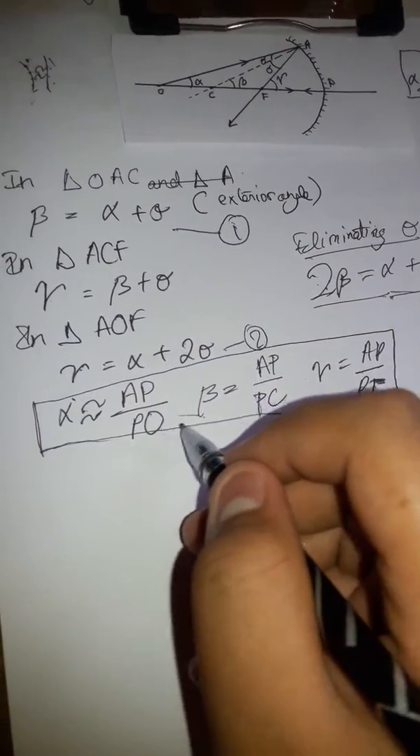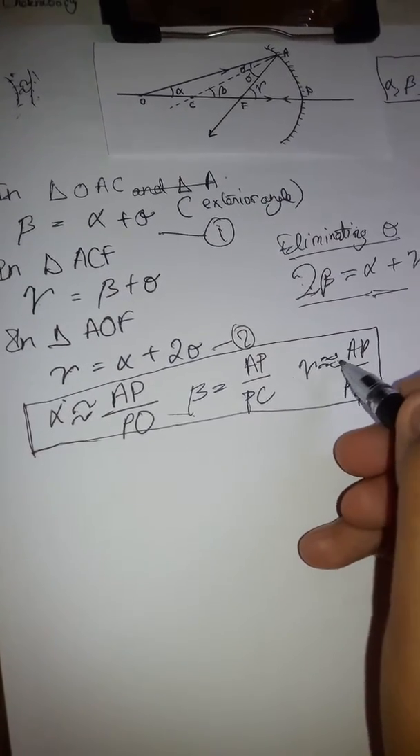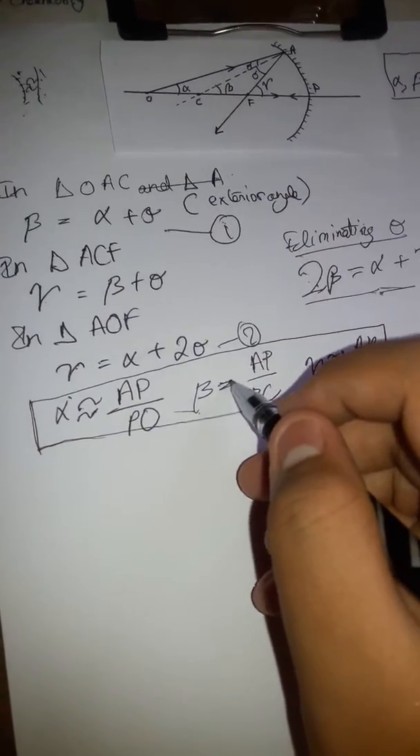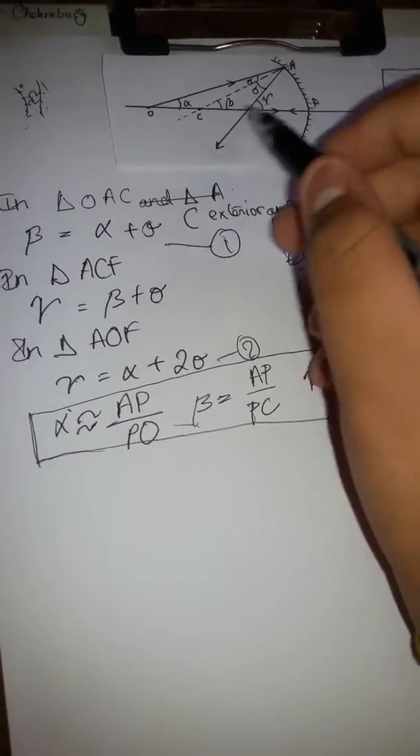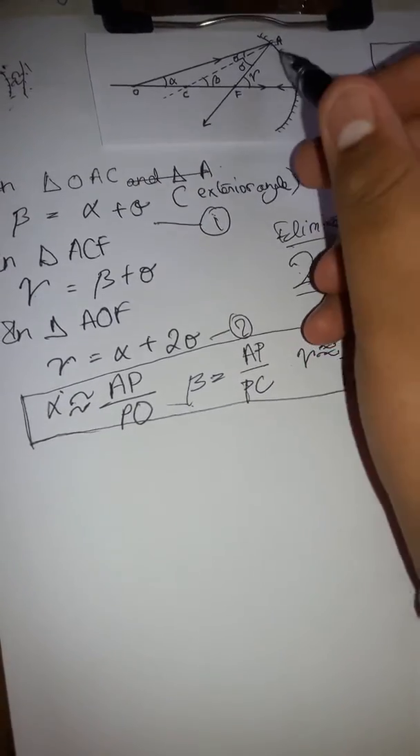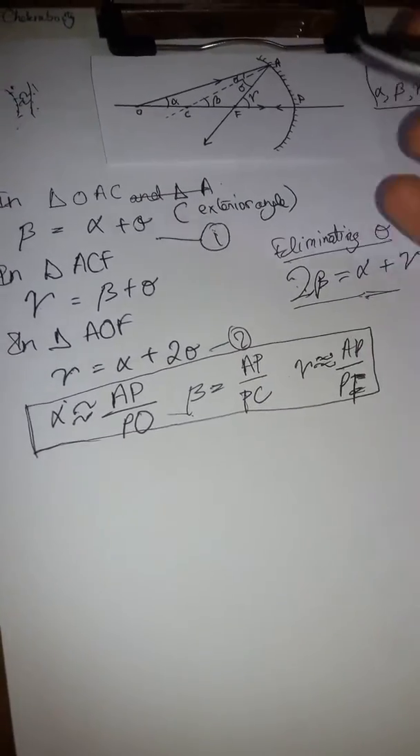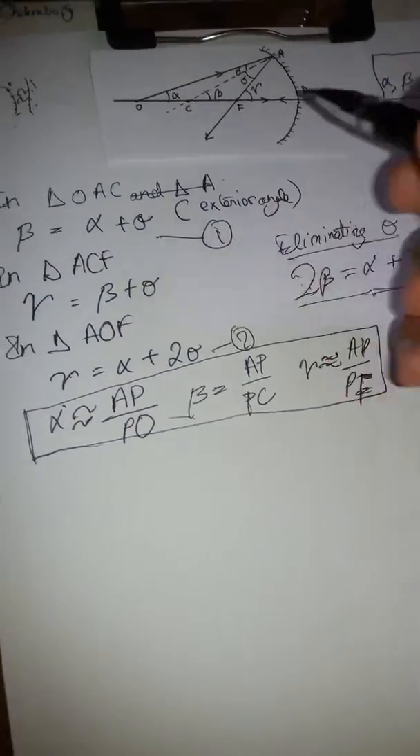This is the basic derivation, and this one is also an estimation. This is not exact, but this one we can say is exact because this is the center of curvature, so there's no doubt it would be exact. There's no other notation for this.